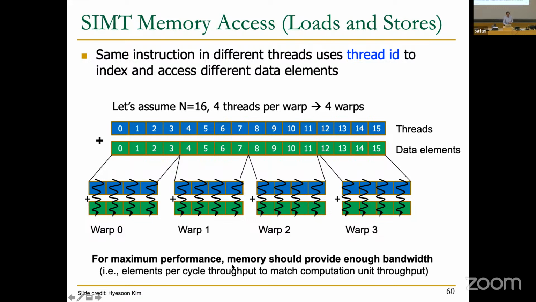If you want to get the maximum performance, memory should really provide enough bandwidth. So if you, for example, want to execute all of these 4 warps in parallel, you should really be getting 16 different data elements per cycle from your memory. And we're showing only 1 element, for example. If you're adding 2 vectors together, then you need 2 data elements for each thread, right? 2 loads, for example. So you really need a significant amount of memory bandwidth to supply the computation units. In other words, the elements per cycle throughput of your memory should match the computation unit throughput.